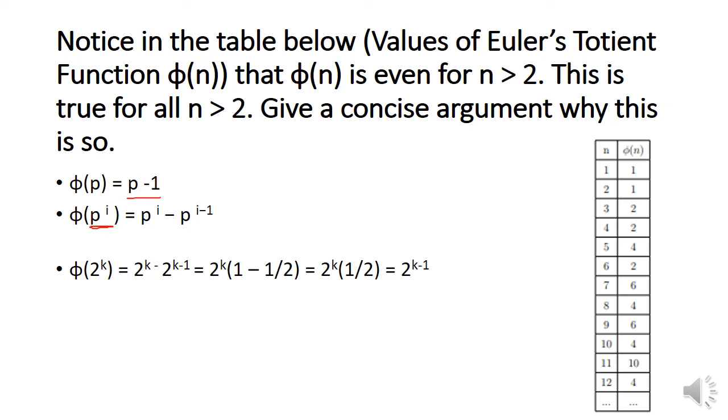So whether the prime number was odd, which is the case of all prime numbers except 2, or the prime number was a 2, in both cases this will lead to an even Euler totient. Thank you.